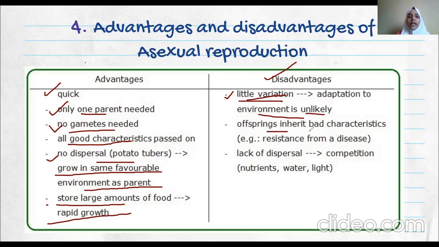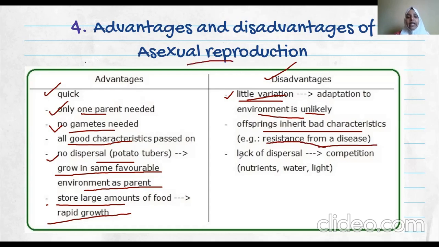Offspring inherit bad characters. Yes, so as they do not have variation, they do not have those disease resistant genes, so they might develop infections, bacterial, fungal, or viral infection. So resistance to disease is lowered in asexual reproduction.